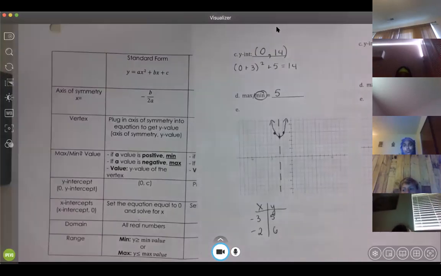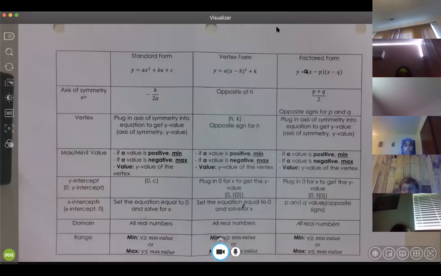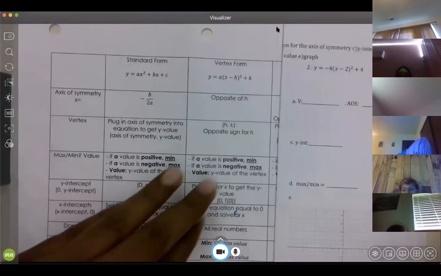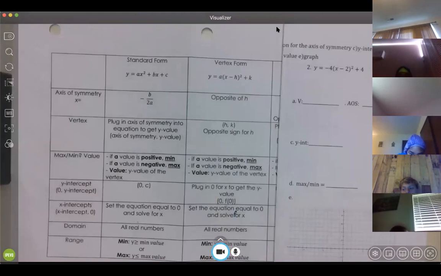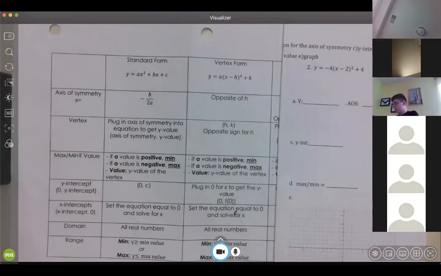Okay, cool. I'm going to call on people to help me out with number 2 because I've talked a lot so far, so I want to hear from you. We've got -4 times x minus 2 squared plus 4. First question, what's my a, what's my h, and what's my k?